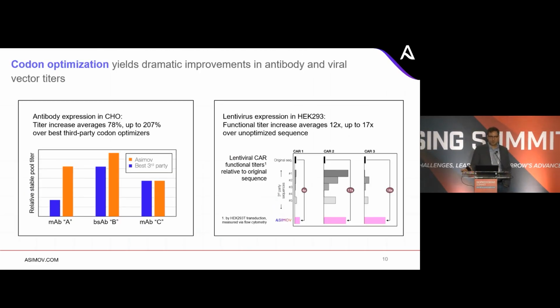And when we use those codon optimized sequences to express antibodies in our CHO platform, we see titer increases that average about a 70% improvement and up to a threefold improvement over not an unoptimized sequence, but over the second best third-party codon optimizer, right? So huge improvements in the CHO expression. But also interestingly, we also see dramatic improvement in lentivirus expression in our HEK293 system. And in that case, the functional titer will increase 12-fold on average, 17-fold in some extreme cases over an unoptimized sequence in this case. So really huge benefits from a very simple model, but key is the right data set here.